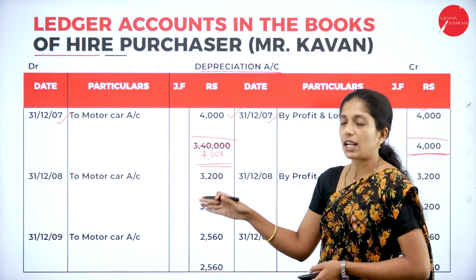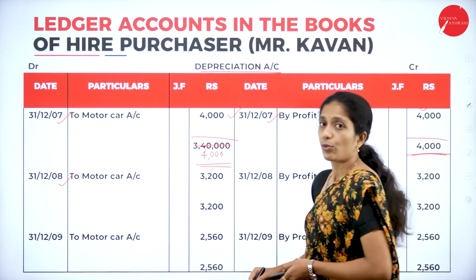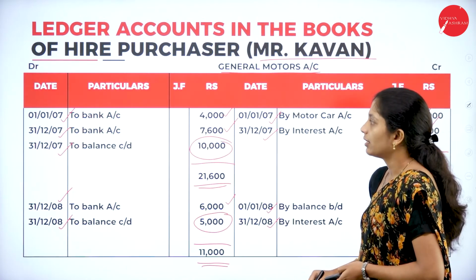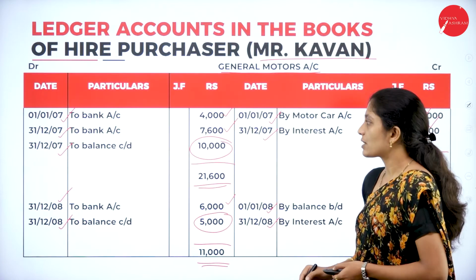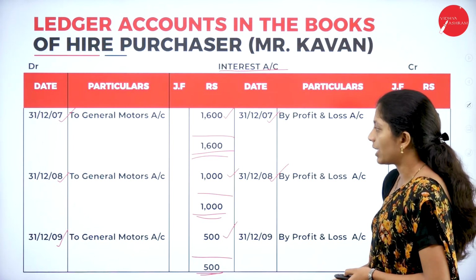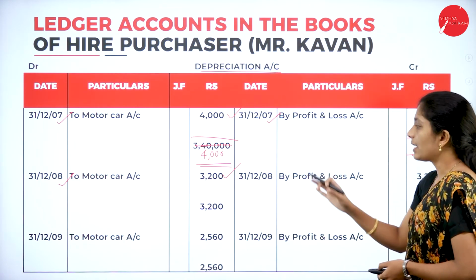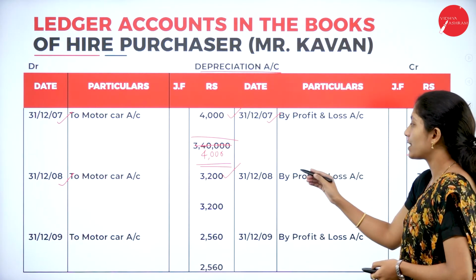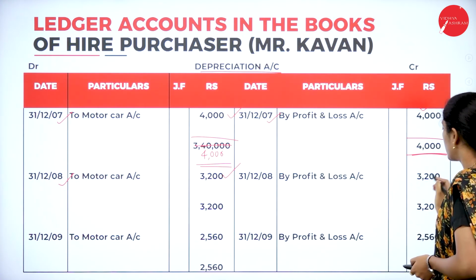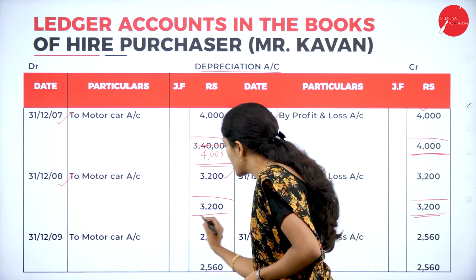Yes. In the same way, come to the second year, 31st/12/08 to motor car account. What is second year depreciation? Second year depreciation is 3,200. Transfer this 3,200 to motor car account and transfer that depreciation to profit and loss account. So 31st/12/08 by profit and loss account 3,200. Now the total of debit and credit side is equal.